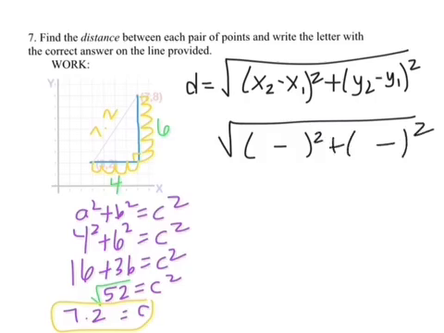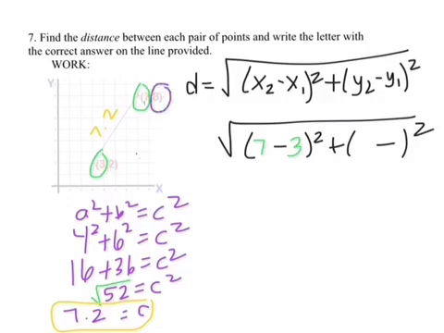Let me see here. So I went ahead and erased the right triangle. So now I can see my ordered pairs. My x values are 7 and 3. So I'm going to subtract my x values. My y values, looking at the ordered pairs, are 8 and 2. So I'm going to have to subtract my y values.